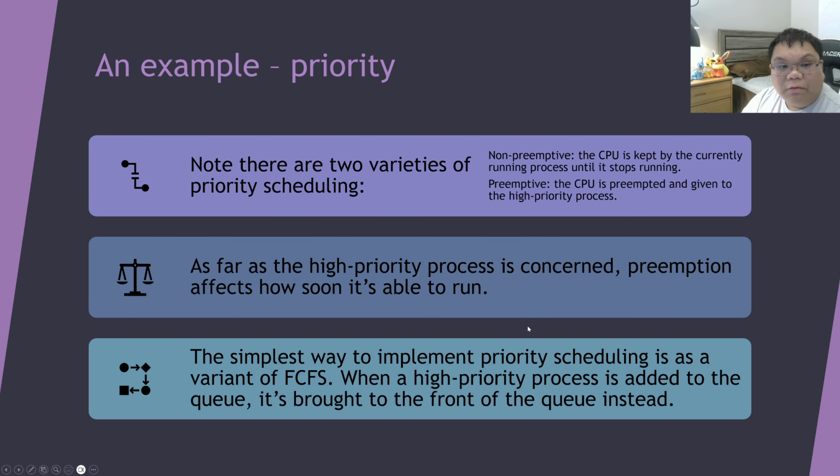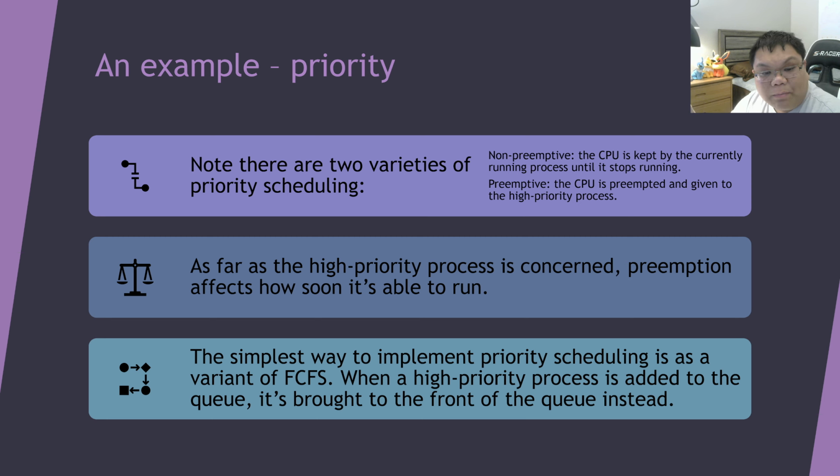Note that there are two varieties of priority scheduling. The first one is non-preemptive and the other one is preemptive. For preemptive priority, we take away the CPU from the currently running process if the process at the front of the line has a higher priority than the process that was running. For non-preemptive, the CPU is kept by the currently running process until it stops running. As far as the high priority process is concerned, preemption affects how soon it's able to run.